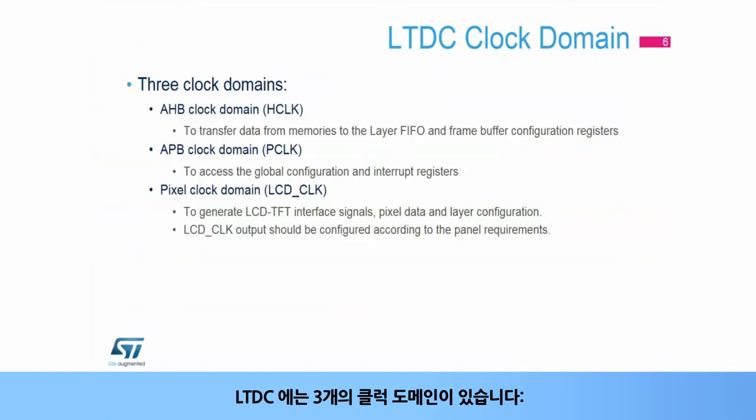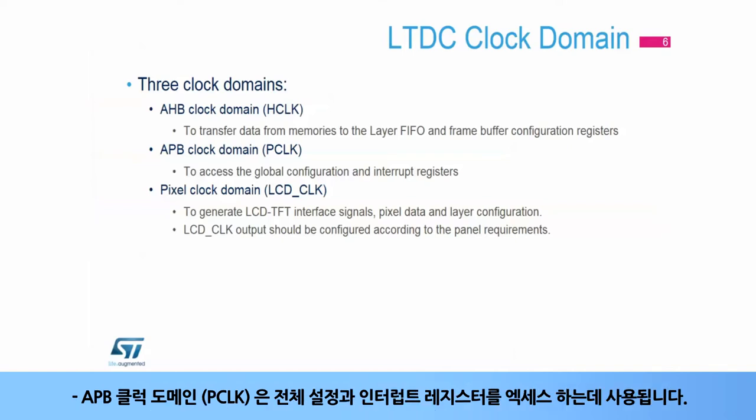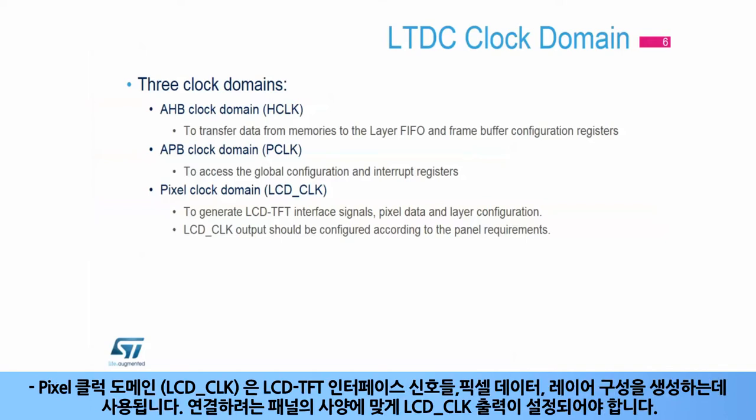The LTDC features three clock domains, AHB clock domain or HCLK to transfer data from memories to the layer FIFO and frame buffer configuration registers, APB clock domain or PCLK to access the global configuration and interrupt registers, and the pixel clock domain or LCD-CLK to generate LCD-TFT interface signals, pixel data, and layer configuration. The LCD-CLK output should be configured according to the panel requirements.